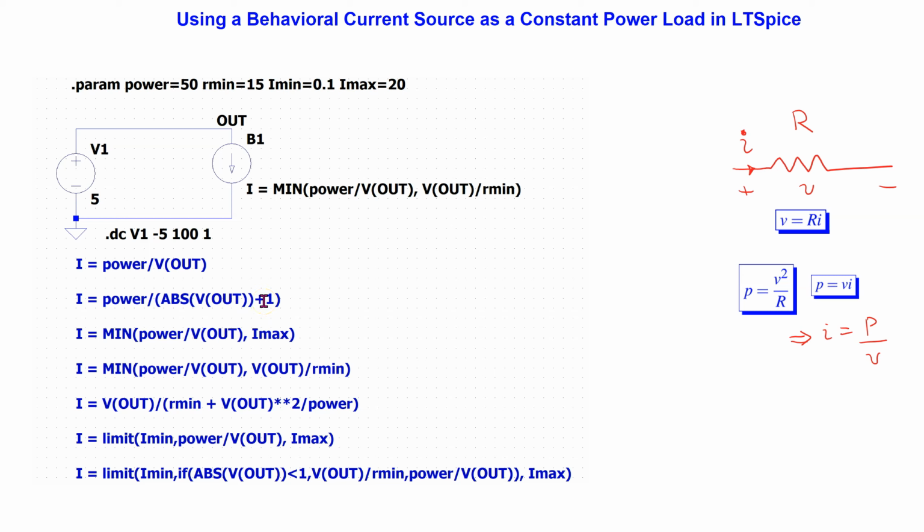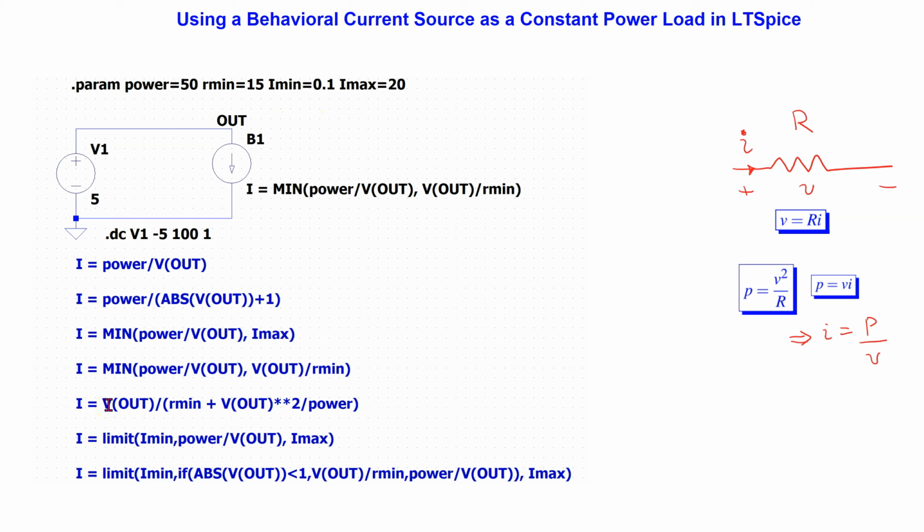We can try to prevent the current from blowing up by adding a +1 factor to the denominator as shown in this statement, but the current may still be very large and impractical. We can get better models as follows. This statement defines a B source to behave like a constant power load as long as the current is less than some maximum value, which can be defined as a global parameter.